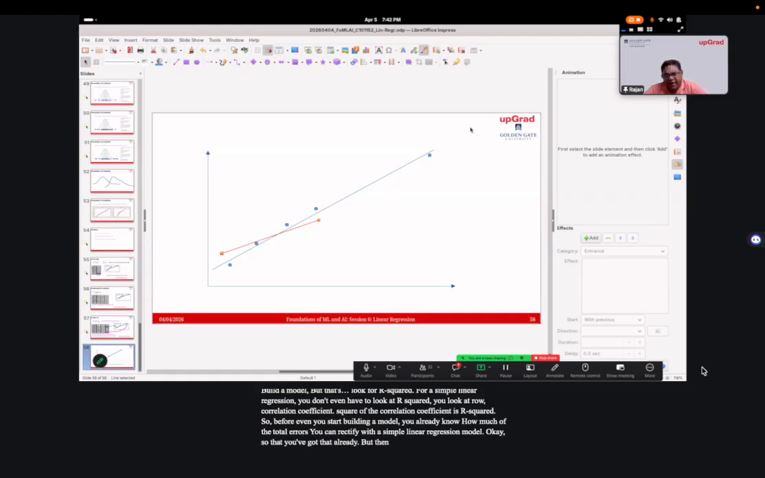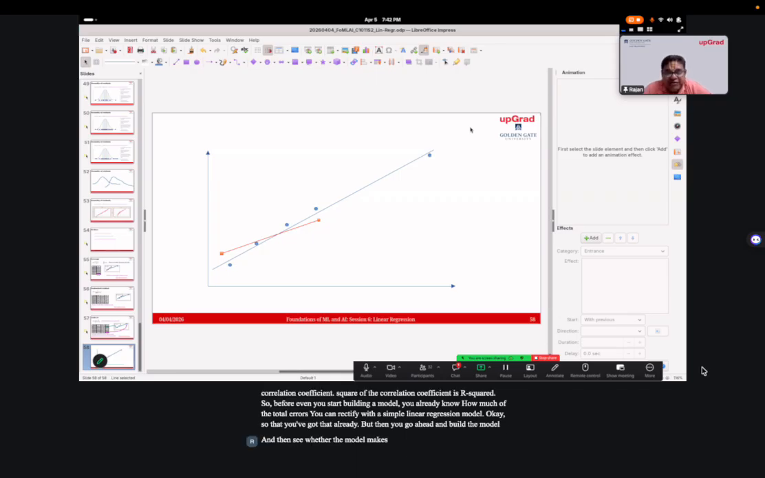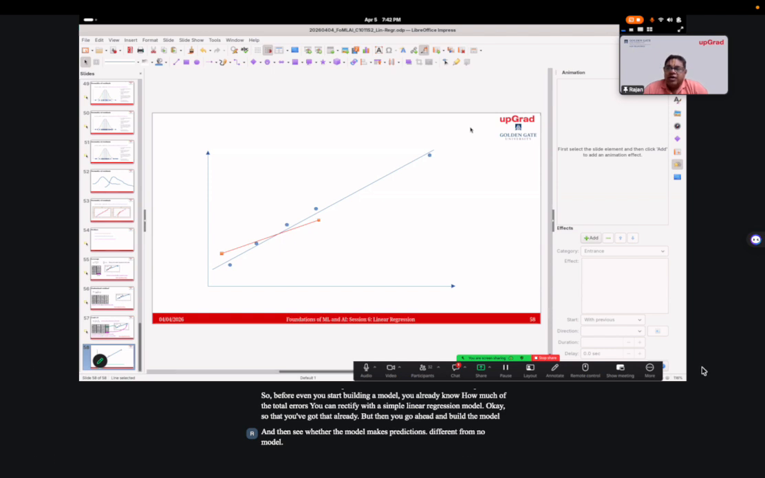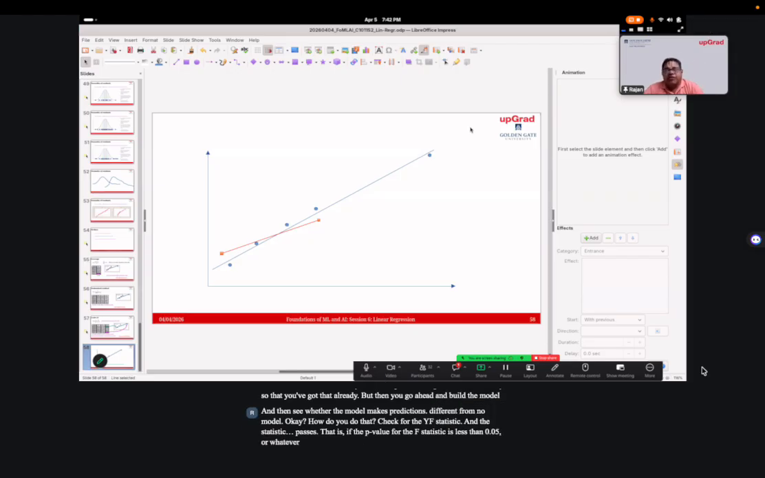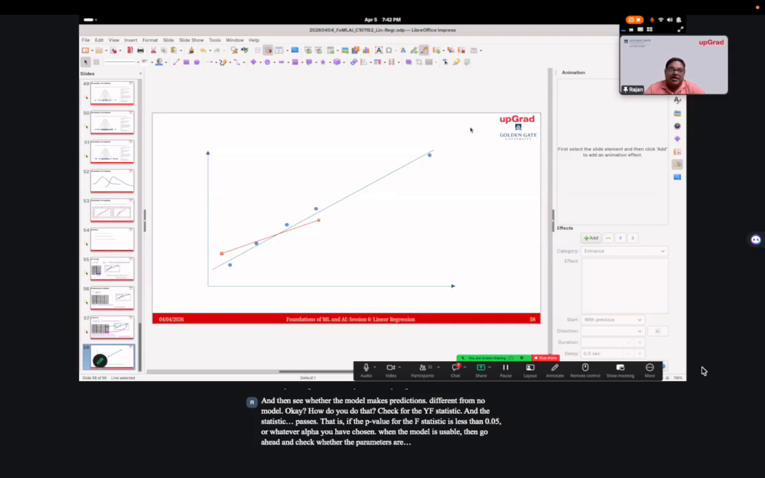But then you go ahead and build the model and see whether the model makes predictions different from no model. How do you do that? Check the F statistic. If the p-value for the F statistic is less than 0.05, or whatever alpha you have chosen, then the model is usable. Then go ahead and check whether the parameters are agreeable.